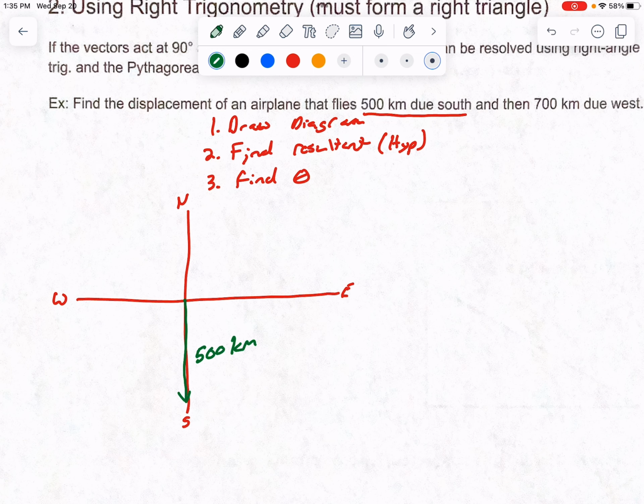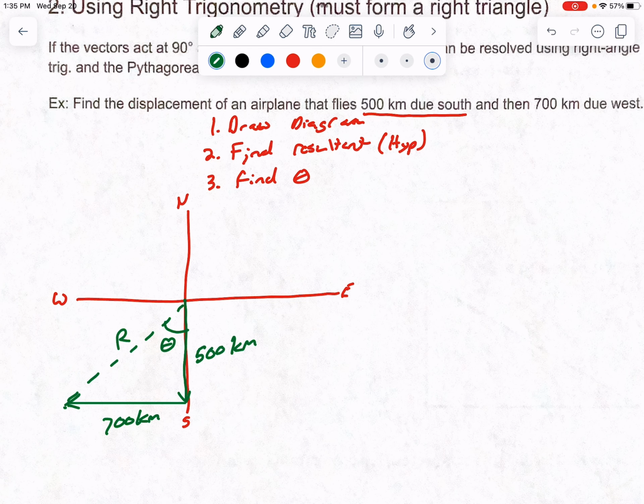And then from there, don't go back to the center and then go west. Okay, you technically don't even have to lift your pen from the paper. You just want to go directly west from the end of that last arrow that you drew. So this will be 700 kilometers due west. And then it will always tie back in. So your triangle would look like that. So that means we are looking for our angle right here, and we're looking for our resultant right here. So that would be how you actually draw it.